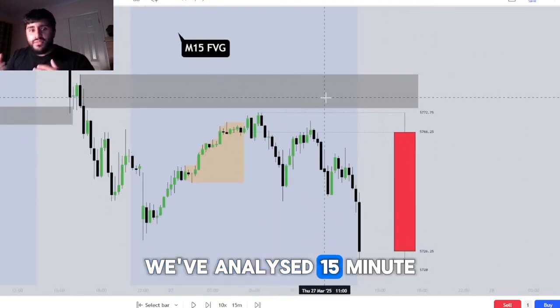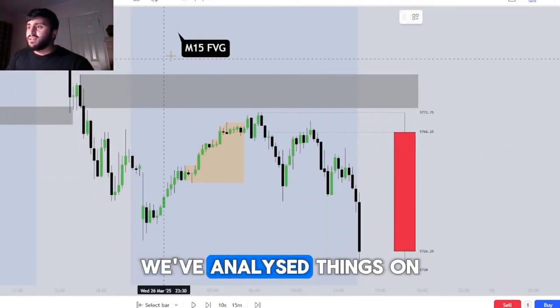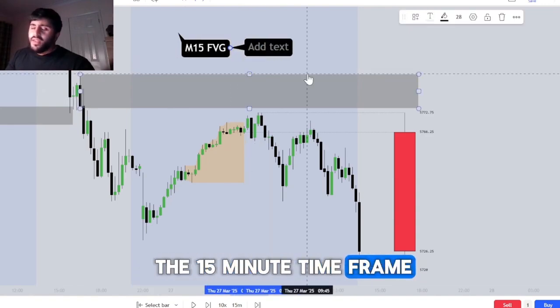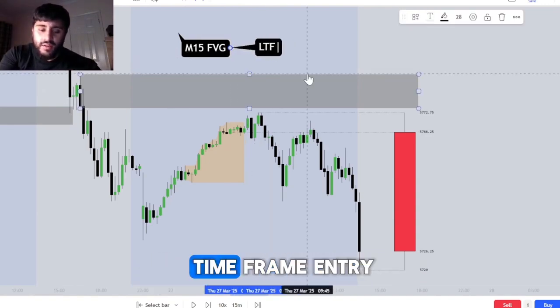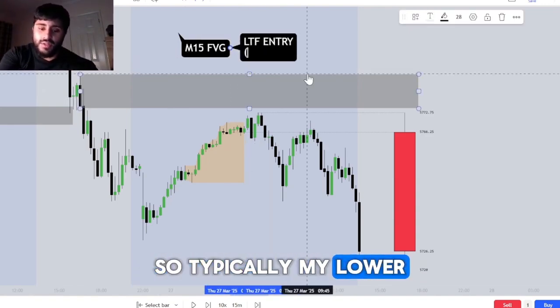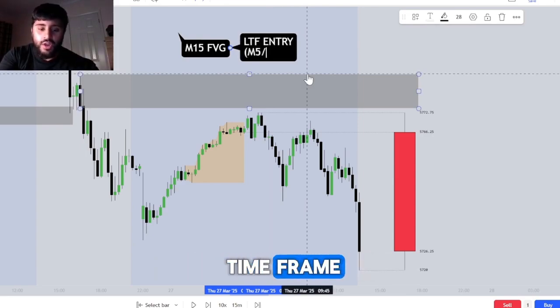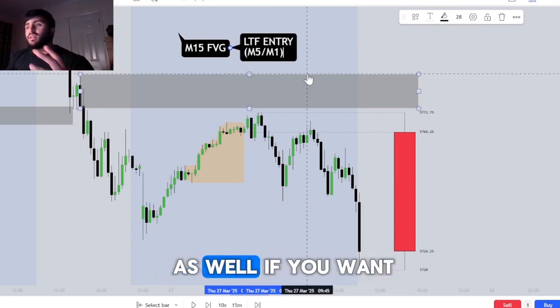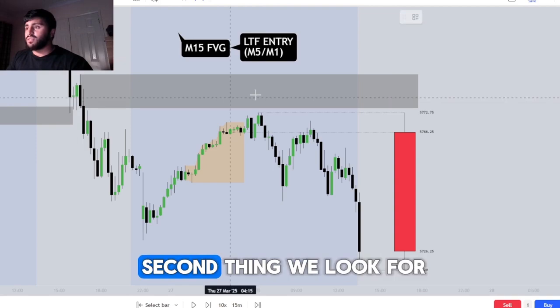We've analyzed 15-minute fair value gaps, right? We've analyzed things on the 15-minute time frame. The next thing we're going to look for is a lower time frame entry. So typically my lower time frame entry will be the 5-minute time frame. You can use a 1-minute time frame as well if you want, right? So that's the second thing we look for.